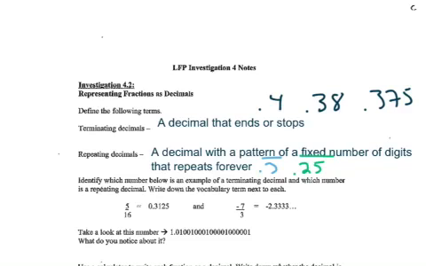And sometimes you might see them like this. You might see like 0.423, 423, and then have the dot, dot, dot afterwards. So 423, 423, and then the dot, dot, dot means that the 423 is repeating.